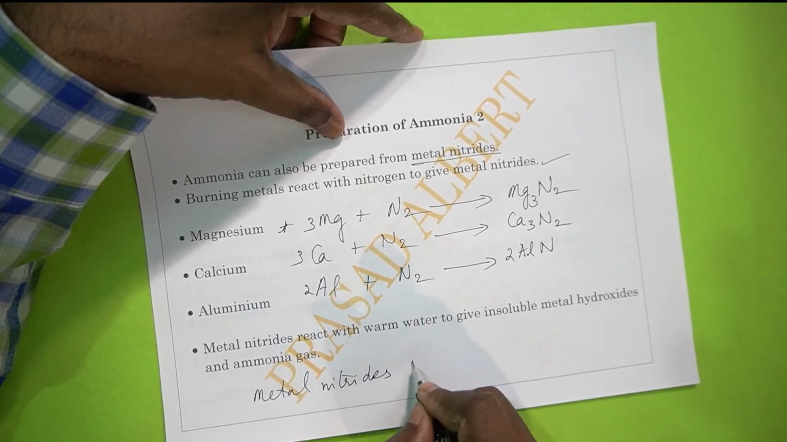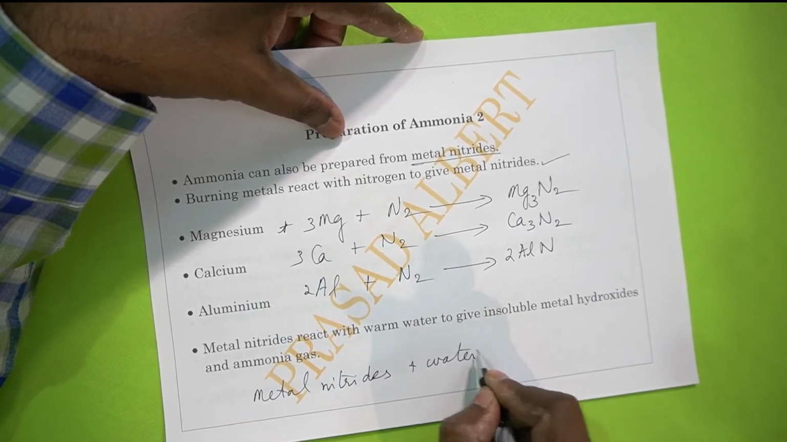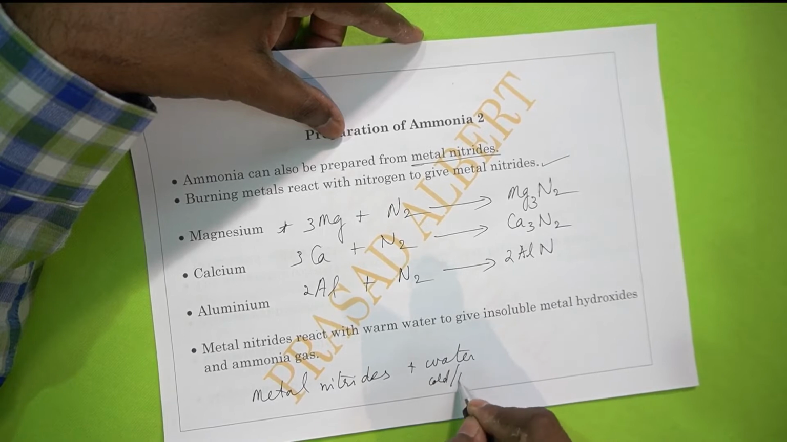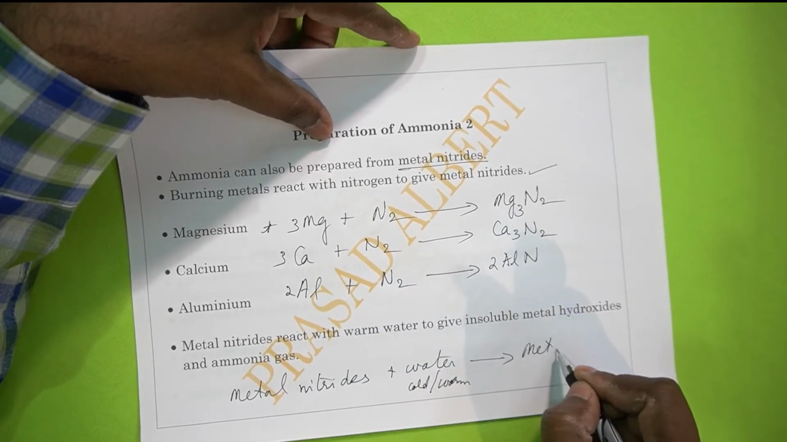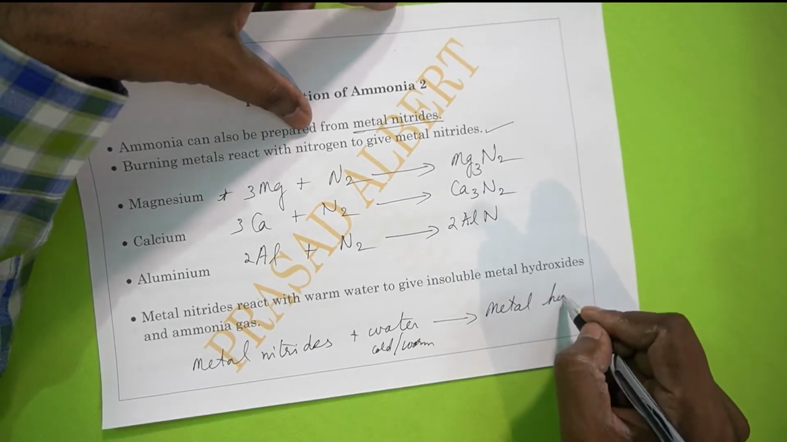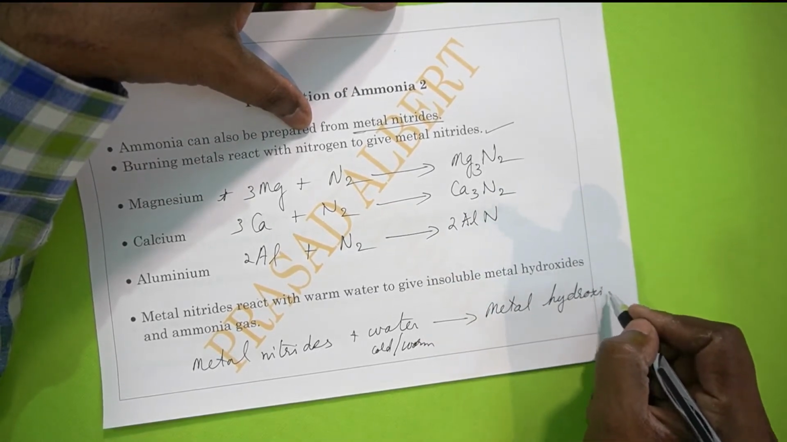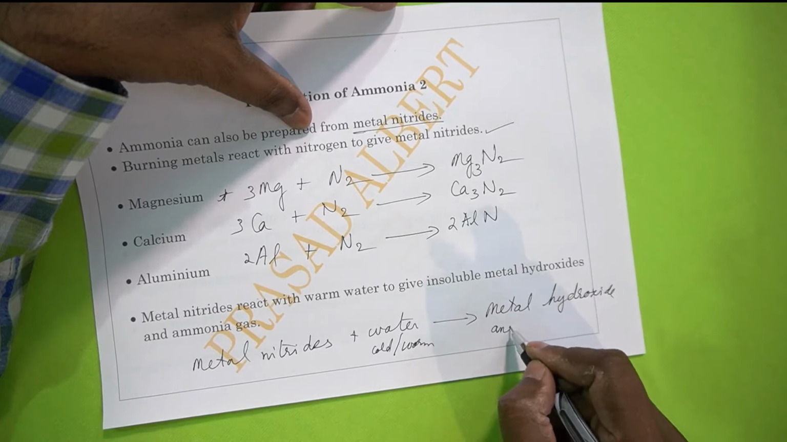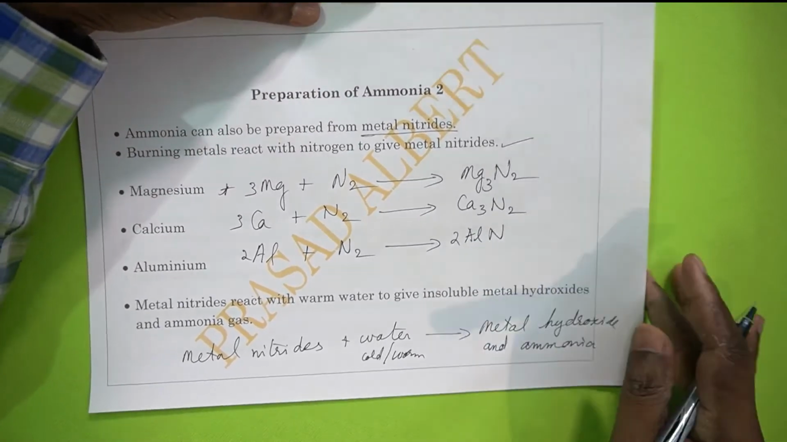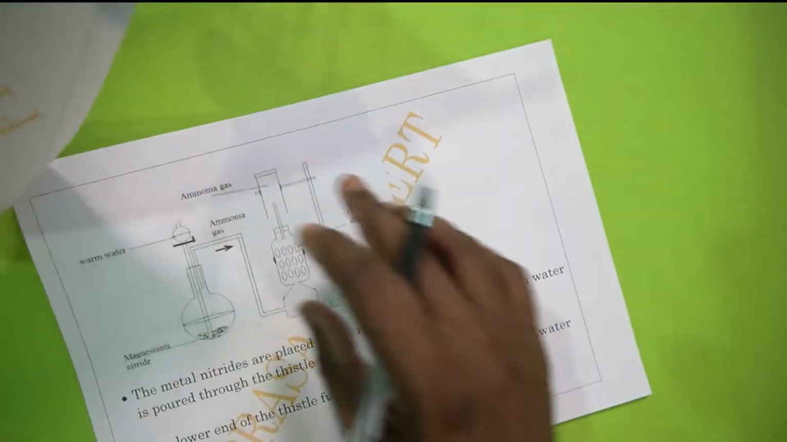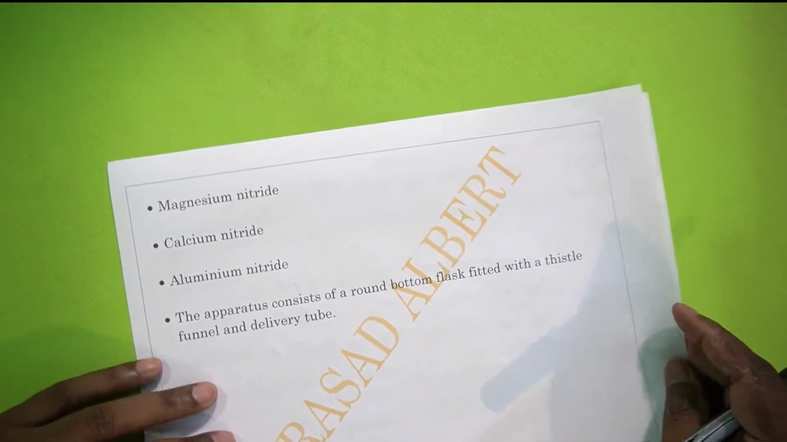Metal nitrides plus water. Water may be cold or warm. Yes, so you get metal hydroxide and ammonia. So this is the general method that we are going to see. So let us take some metal nitrides one by one, the metal nitrides we have seen.